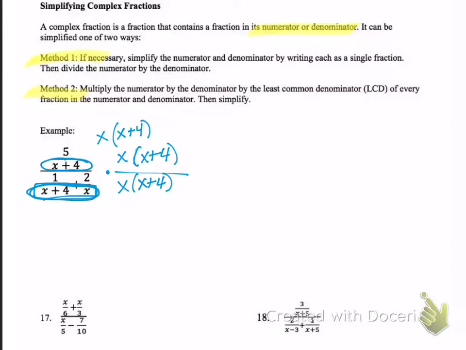What that is doing is it is taking this numerator and applying it to the 5, and it's taking this denominator and applying it to the 1 plus 2 at the top. So let's just take it a fraction at a time. If I look at the top and I multiply 5 over x plus 4 times x over x plus 4, what gets canceled?